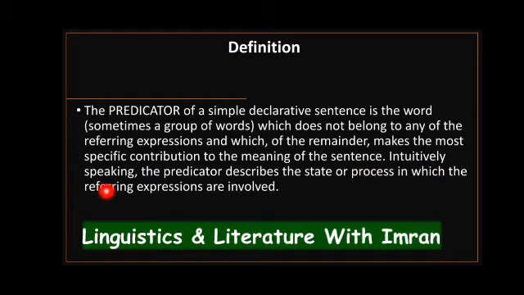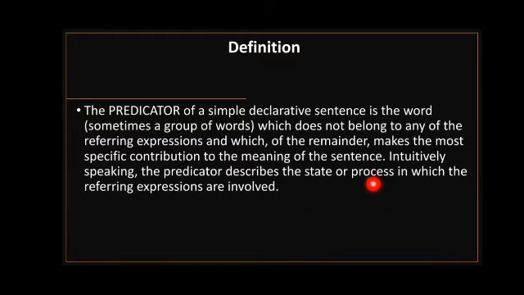Intuitively speaking, the predicator describes the state or process in which the referring expressions are involved. So the predicator, what does it tell us? It describes a state or a process. A predicator describes sometimes a state and sometimes a process in which the referring expressions are involved.